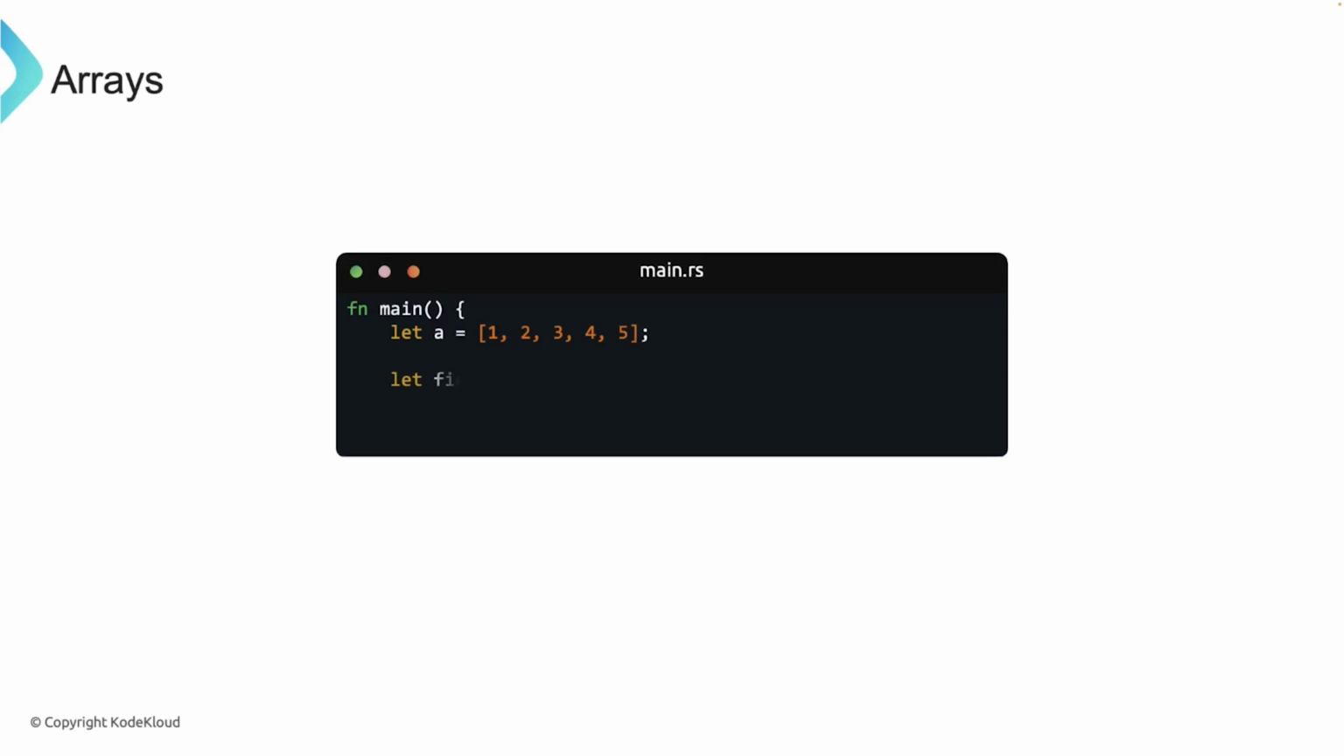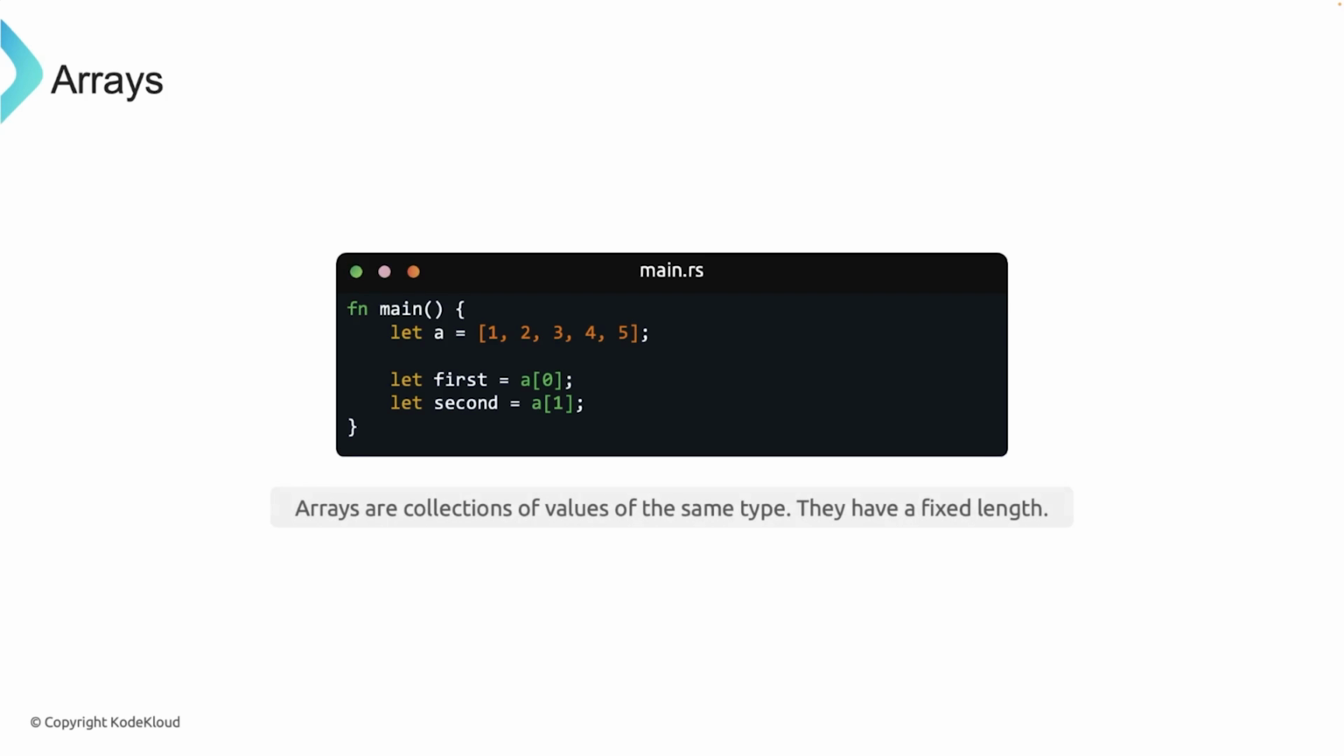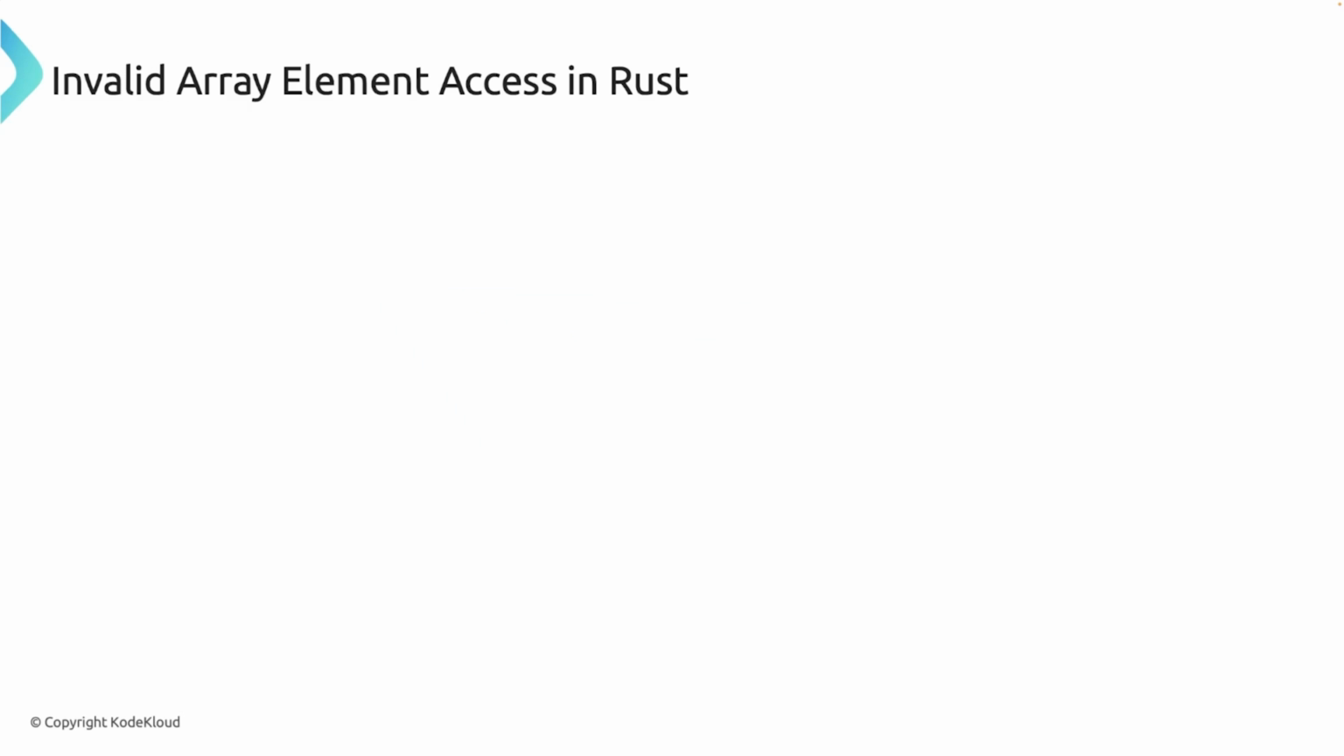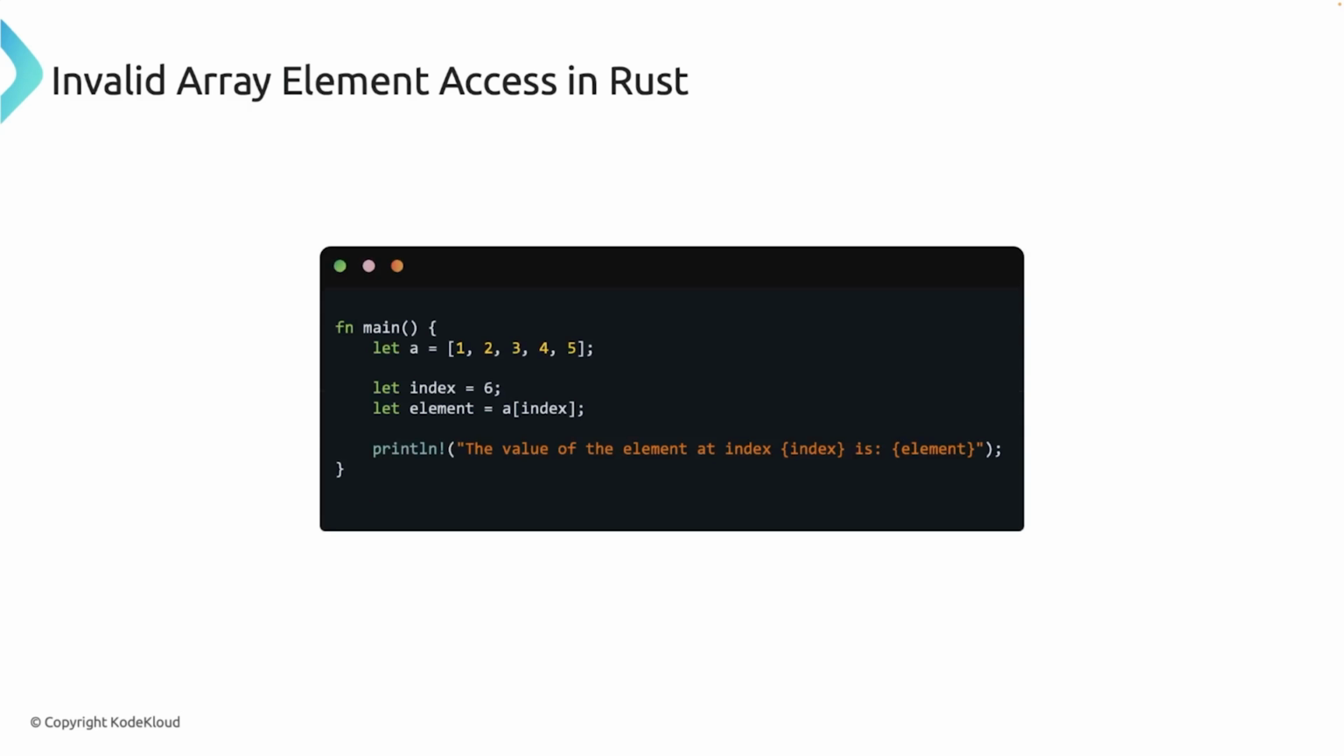Arrays, on the other hand, are collections of values of the same type. Arrays in Rust have a fixed length. Here's an example of creating and using arrays. The indexes of an array start with 0 and go till length minus 1. Here's a scenario. You have an array and you want to access an element by its index. But what happens if the index is out of bounds? Let's explore this with an example.